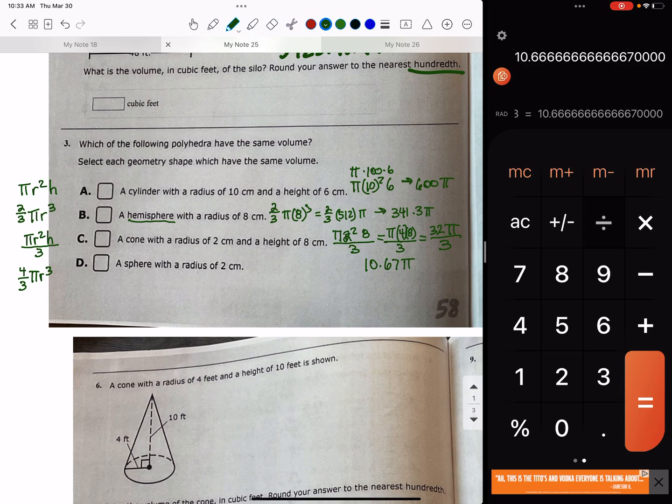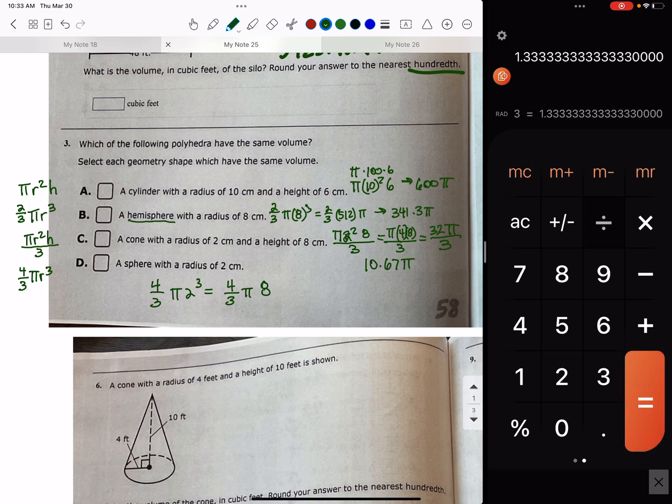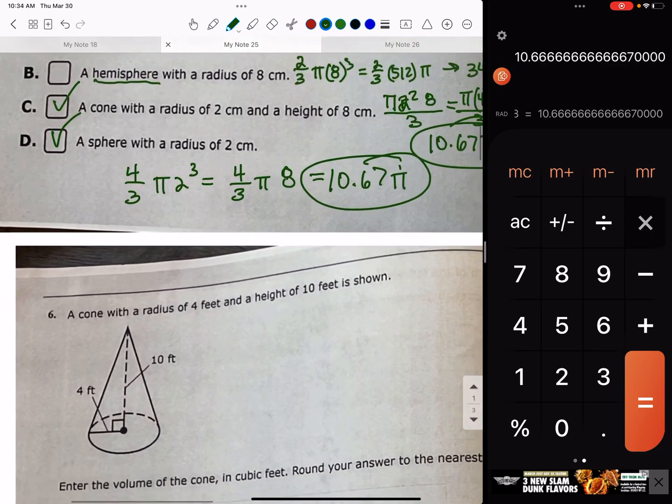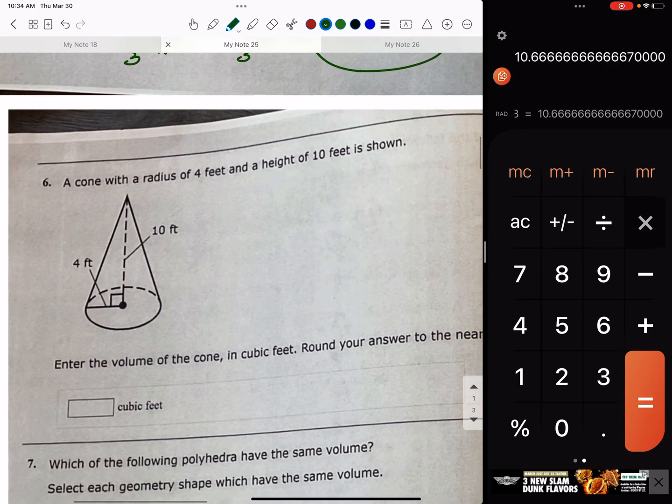Okay. Let's see, a sphere with radius, so 4/3 pi times the radius is 2 to the 3rd power. So 2 to the 3rd power, 2 times 2 times 2 is 8, so that's 4/3 pi times 8. I'm going to do 4/3 times 8. So we have 10.67 pi. Oh, and look, we have the same there and there. So I could multiply all of these by pi, but I just didn't. It's just another thing I wanted to show, that they were the same.